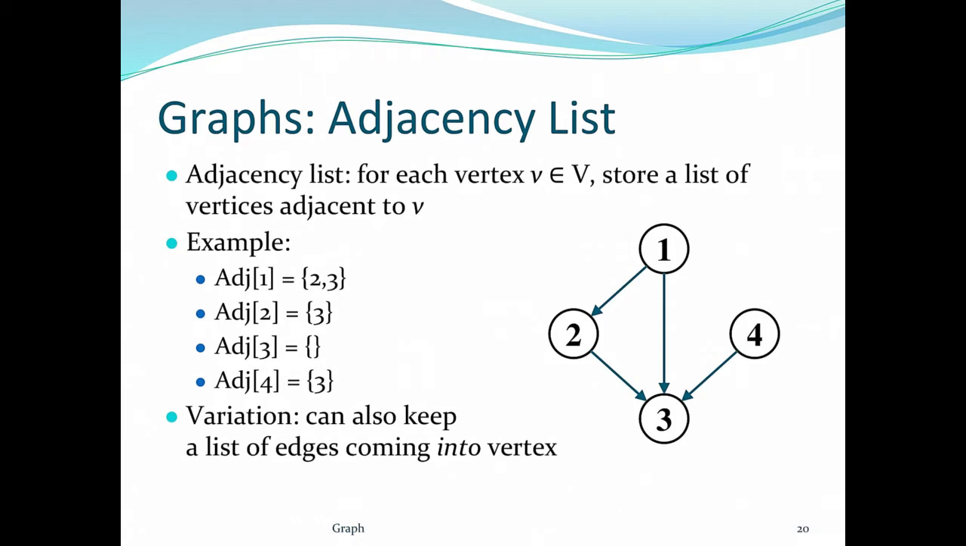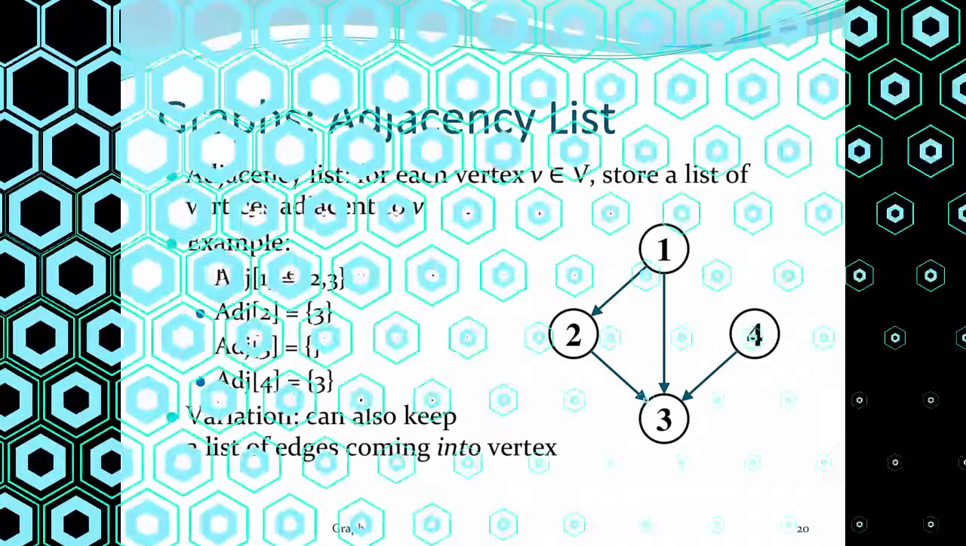For example, as shown in the graph, vertex 1 is connected to vertex 2 and 3. Vertex 2 is connected to vertex 3. Vertex 3 is not connected to any vertex. Vertex 4 is connected to vertex 3. So, the adjacency of vertex 1 is 2 and 3. The adjacency of vertex 2 is 3. The adjacency of vertex 3 is none. The adjacency of vertex 4 is 3.